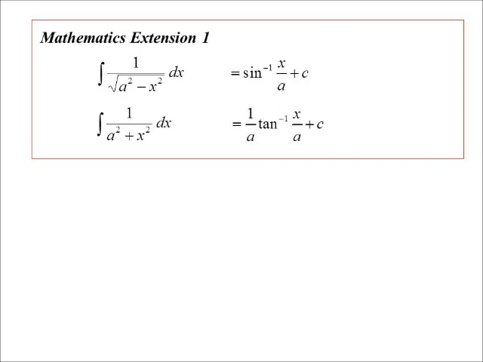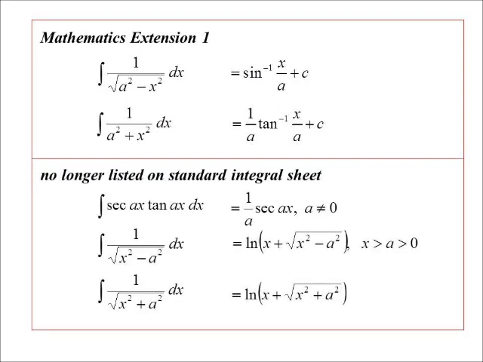but that's it. So missing from the old standard integral sheet was the sec tan, that's not there anymore, and those last two that I just showed you, the square root of a squared plus x squared, the square root of a squared minus x squared, which is unfortunate. So no longer there, the sec tan and those ones. Certainly ones we need to know though.